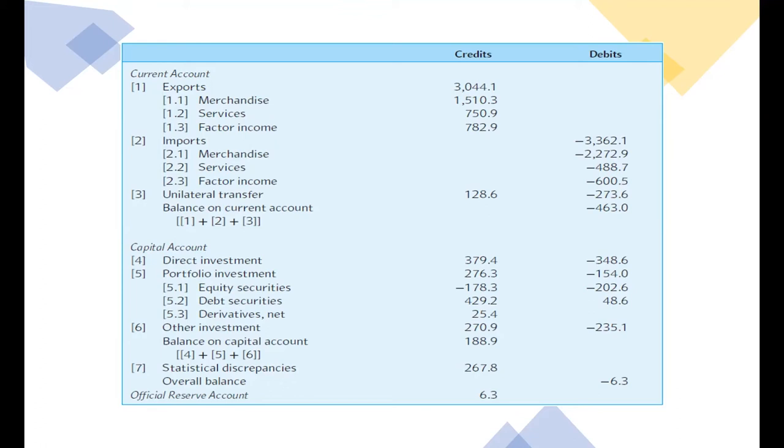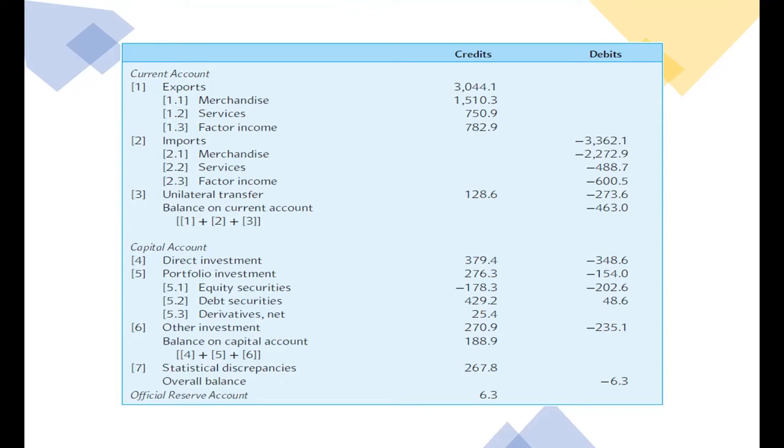Then you have other investment, sub-account six. When you sum all that up, that gives what is known as the balance on the capital account. Now in this case, you see it's positive. So the capital inflows in this particular example exceed the capital outflows. There is a positive balance in the capital account. It's encouraging for the economy. However, the capital account balance of 188 is not enough to overcome the current account deficit of negative 463.